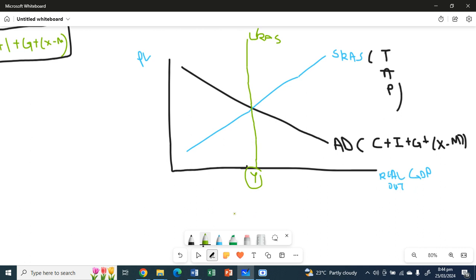So now we look at our first scenario. The shifters of this one are the same as the short run, but you can also include trade with other nations.